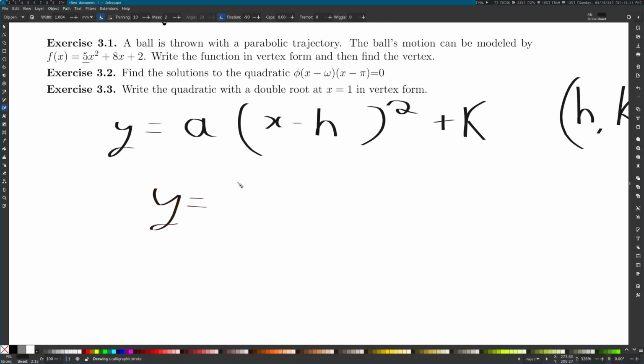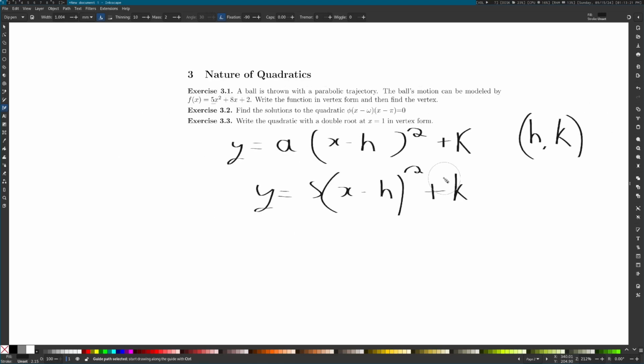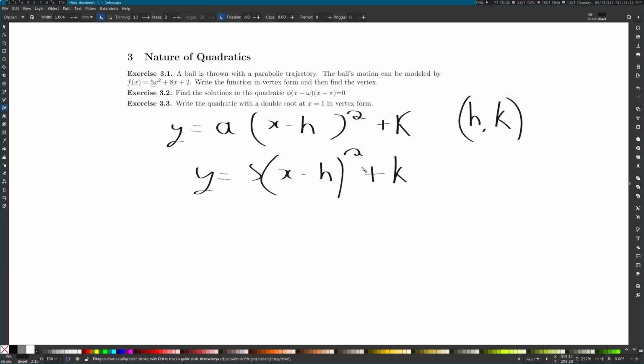So you get y is equal to 5 times (x minus h) squared plus k. Okay. And if we want to find the vertex, do you guys know how to find this h term, which is the axis of symmetry? Yeah. Negative b over 2a.